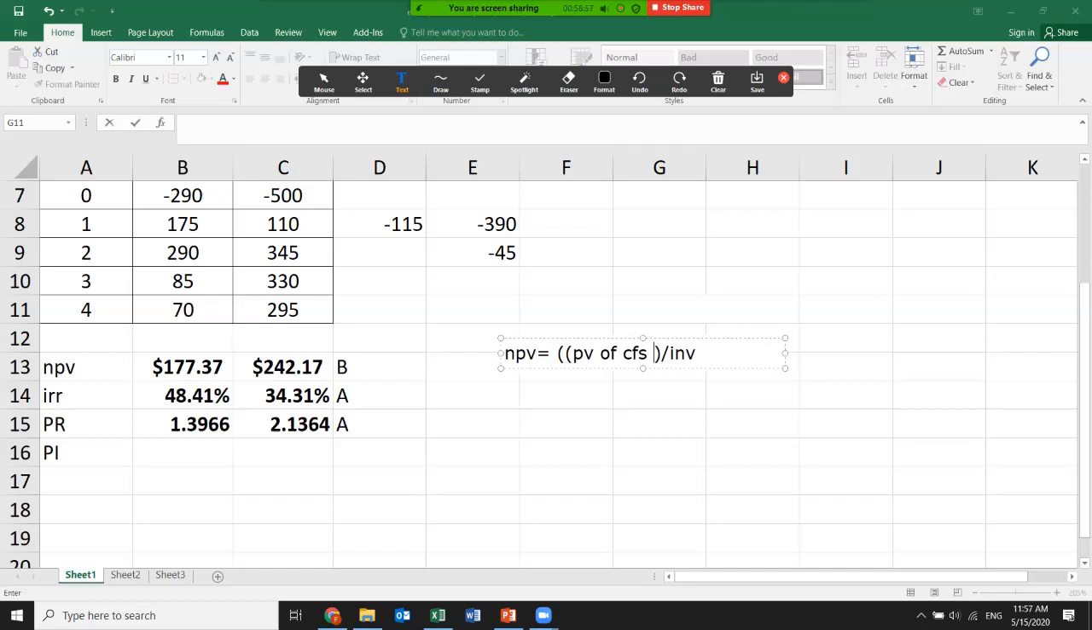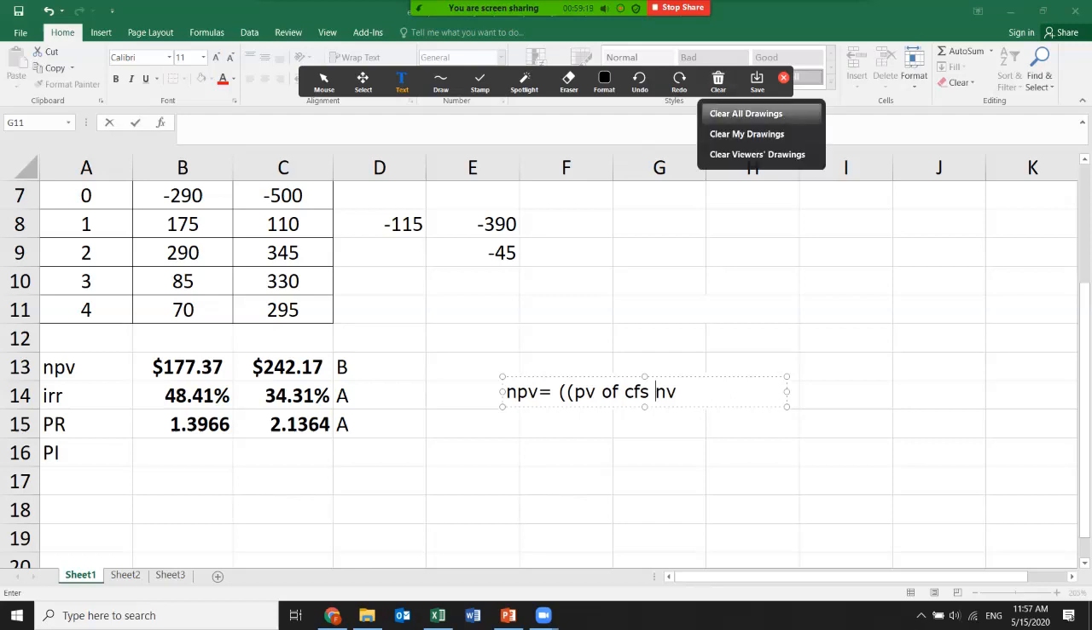But in Excel, when you calculate NPV, it doesn't mean that you're calculating present value of cash flows minus investment cost. It just calculates the summation of present value of the cash flows. This is what NPV means in Excel. And then separately, I'm subtracting investment cost, or separately, I'm dividing by investment cost. Okay, now I got it. Thank you.